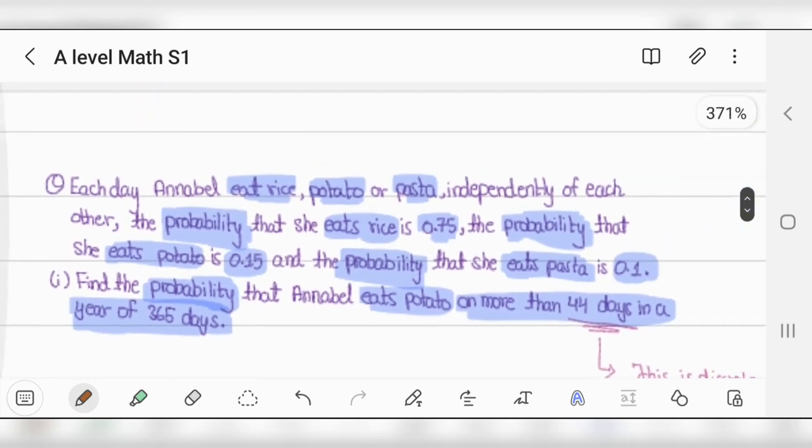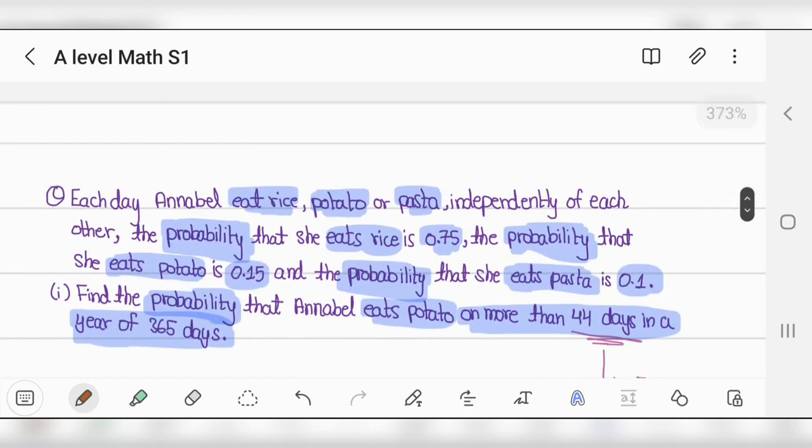The only way to find out is when the question is telling you that you are using a suitable normal approximation, or you could just find out that the data you are using is discrete. It's not continuous. It's not like you're measuring time or height or voltage or something like that. You're measuring discrete values, like you can actually count them, right? So 44 days in a year of 365 days. So this is discrete. Okay.